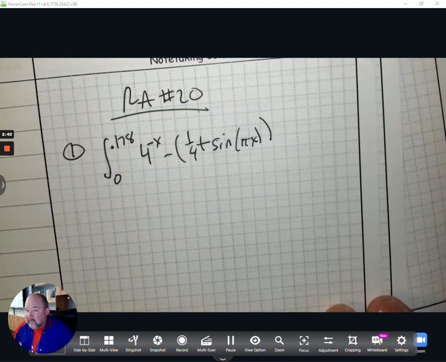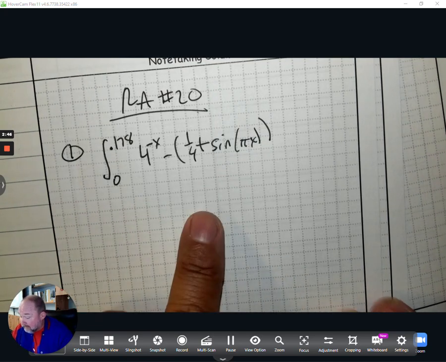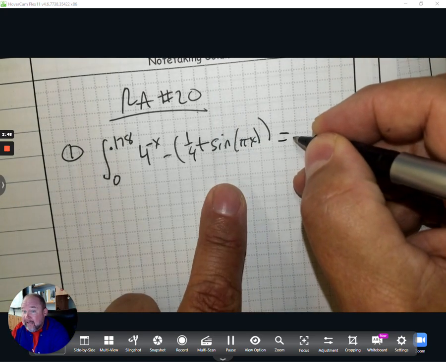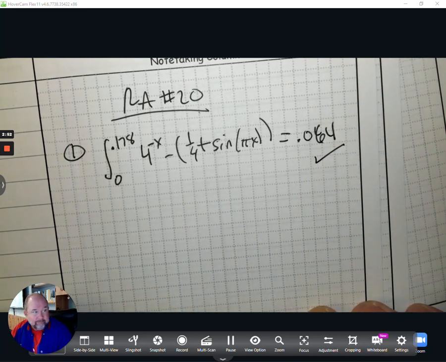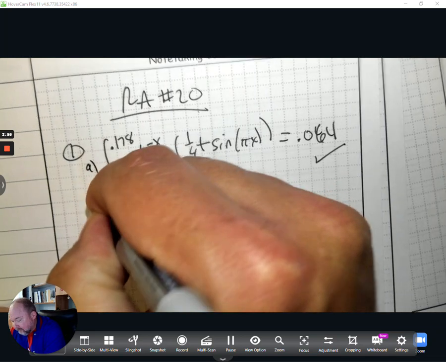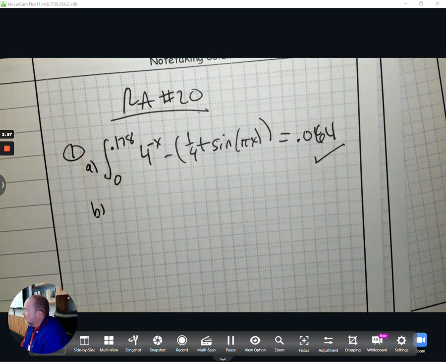If you use your calculator, I'm going to save you time because you can practice it on your own. This was the hard spot. You can actually practice it. It's 0.064 if you do it. That's part A.